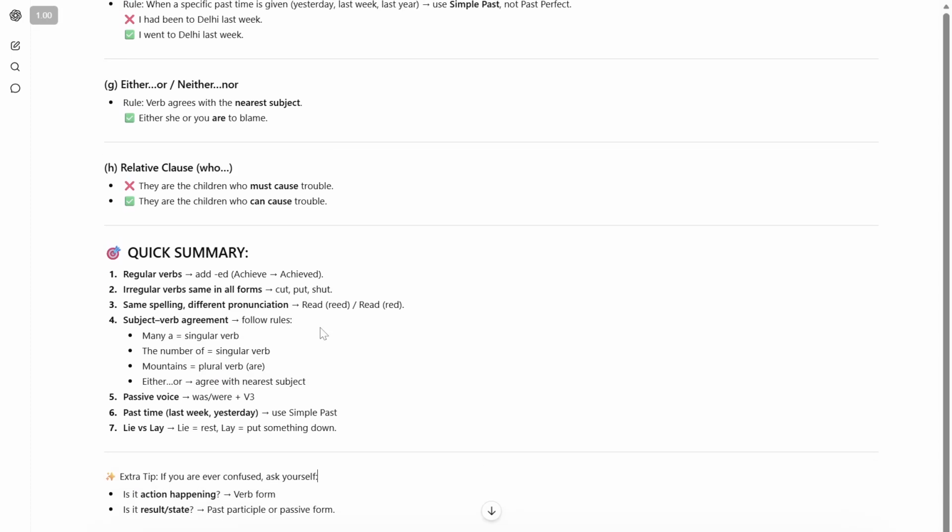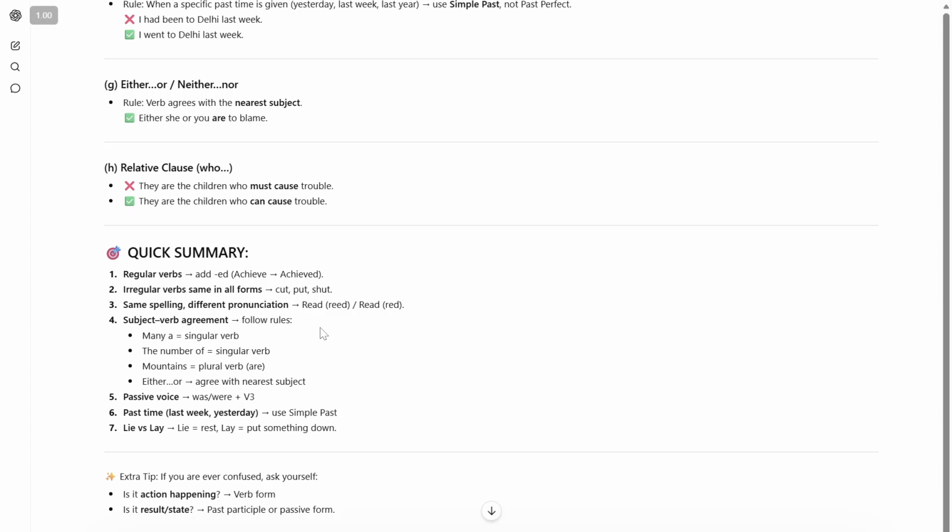Quick summary. 1. Regular verbs add -ed: achieve, achieved. 2. Irregular verbs same in all forms: cut, put, shut. 3. Same spelling, different pronunciation: read, read, read. 4. Subject-verb agreement, follow rules. Many a equals singular verb. The number of equals singular verb. Mountains equals plural verb, are. Either or agrees with the nearest subject.